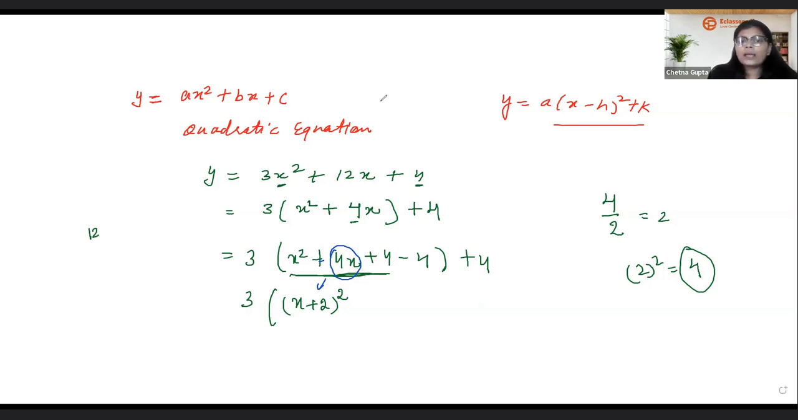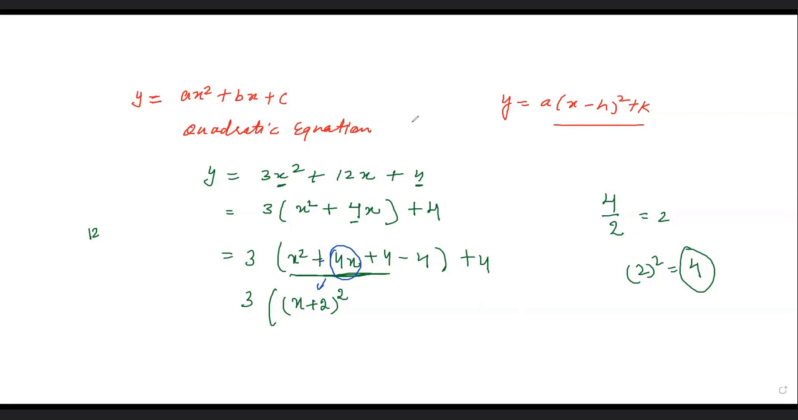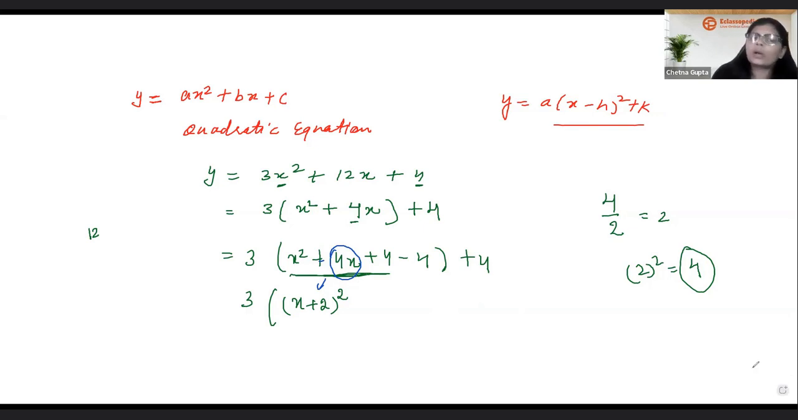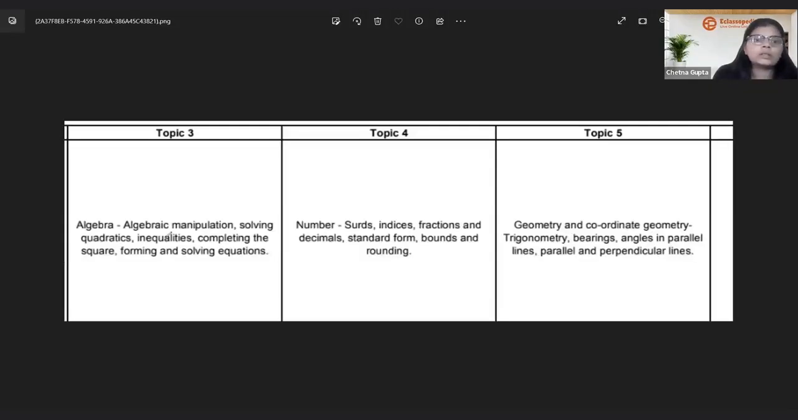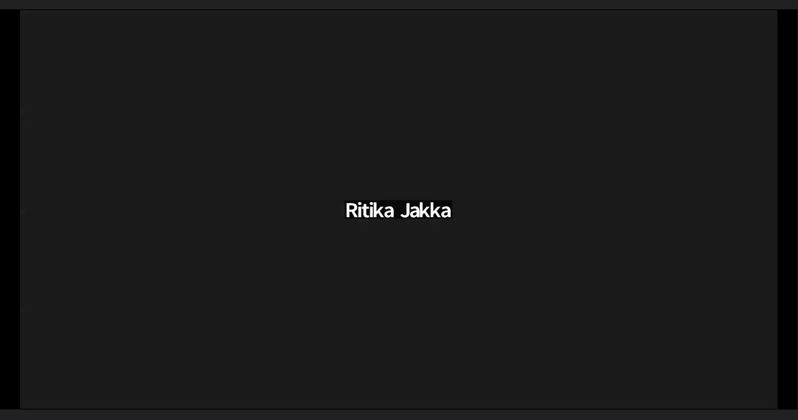Okay, I think what I observe is we have to start a little bit from the beginning. There are some concepts that are not clear. So I'm not going to complete this method right now. Just let's talk about the quadratic equation, right? What is the first topic that you mentioned here in topic 3? It's algebraic manipulations. Okay, solving quadratics, right? So let's start with the quadratic equation.